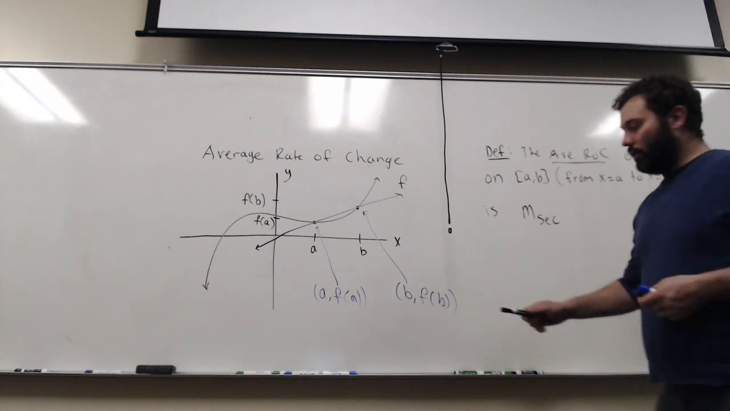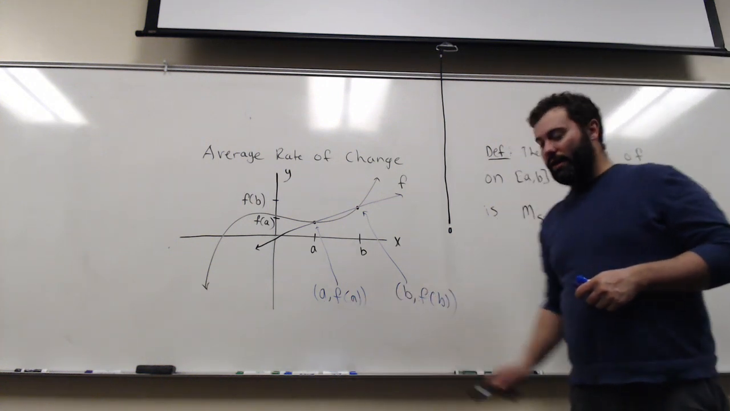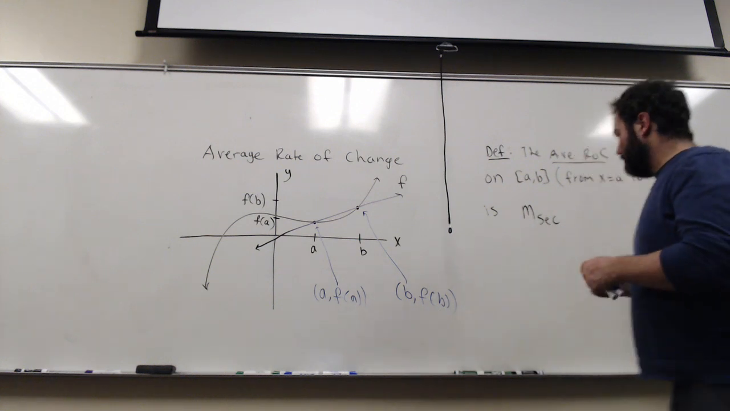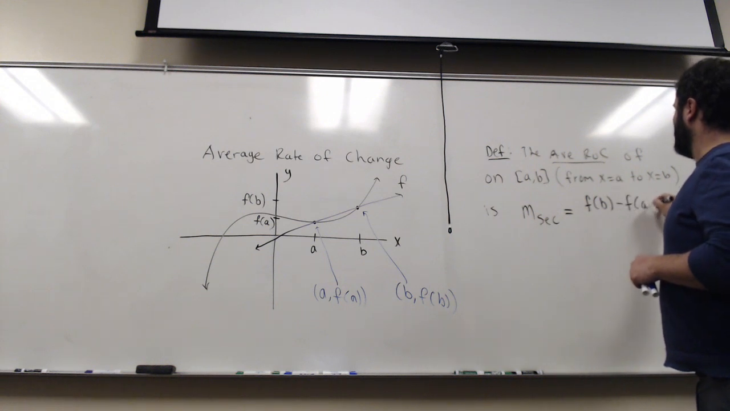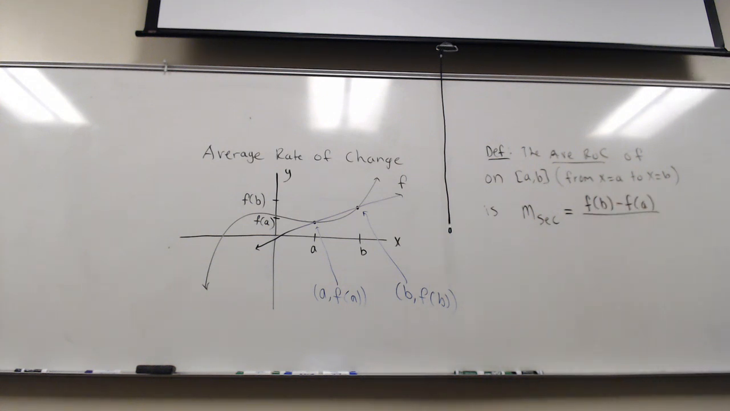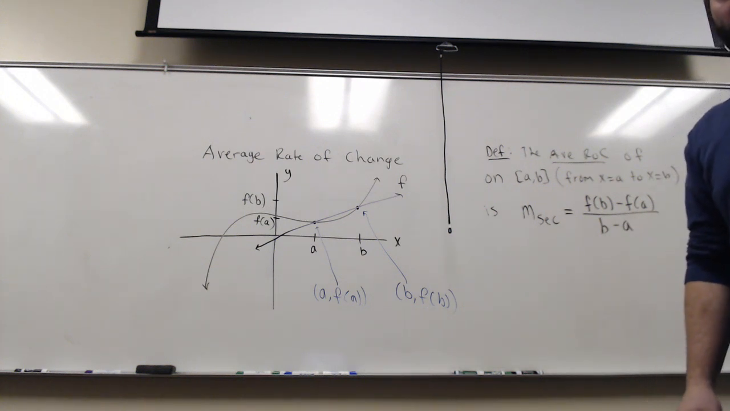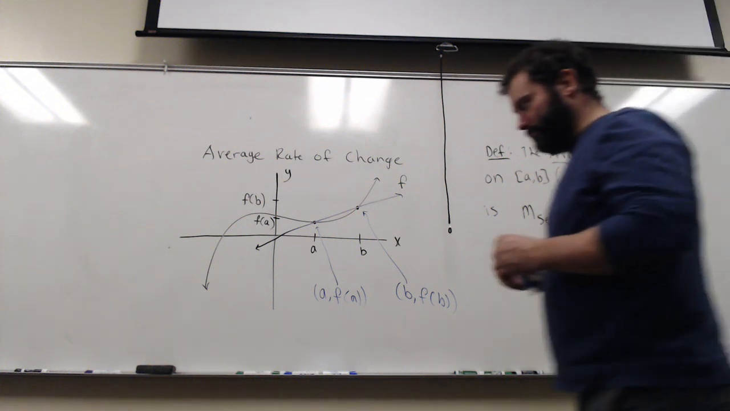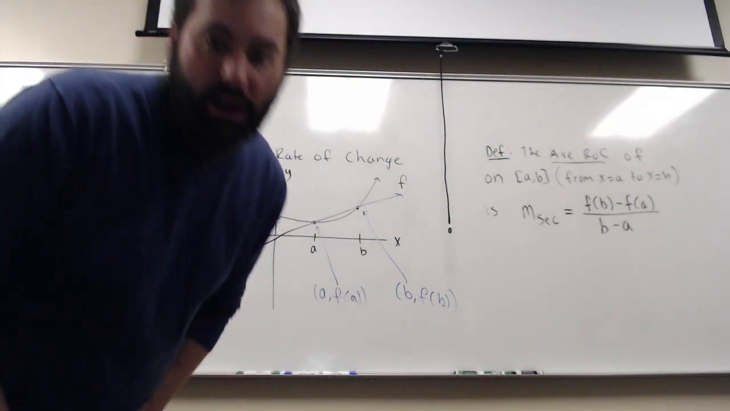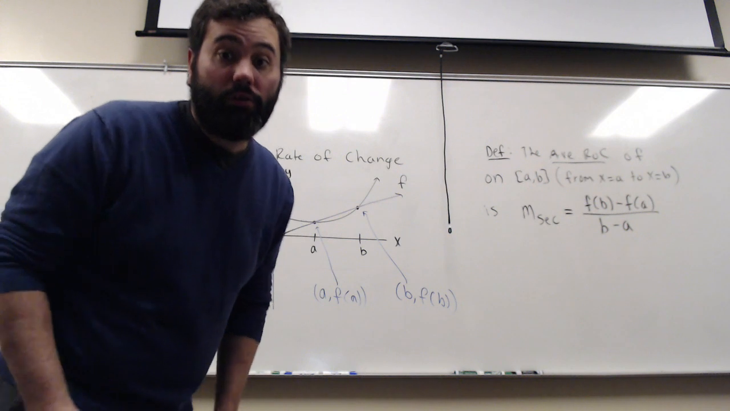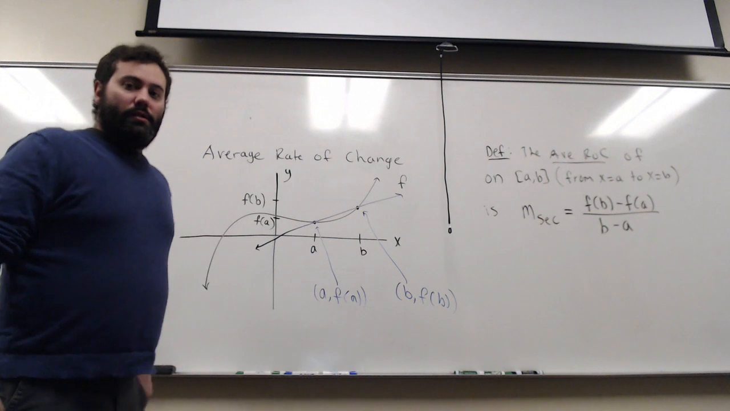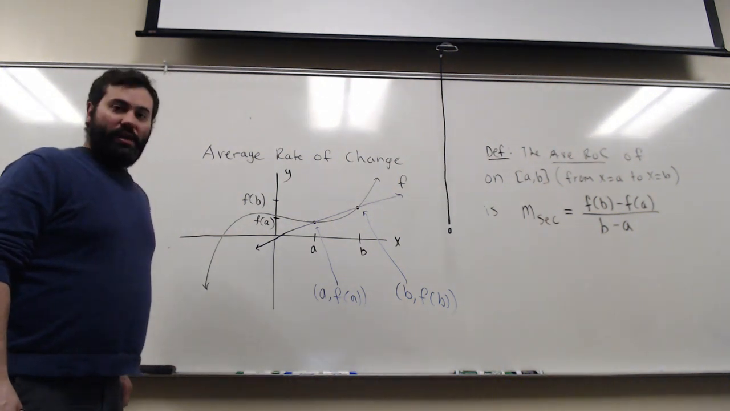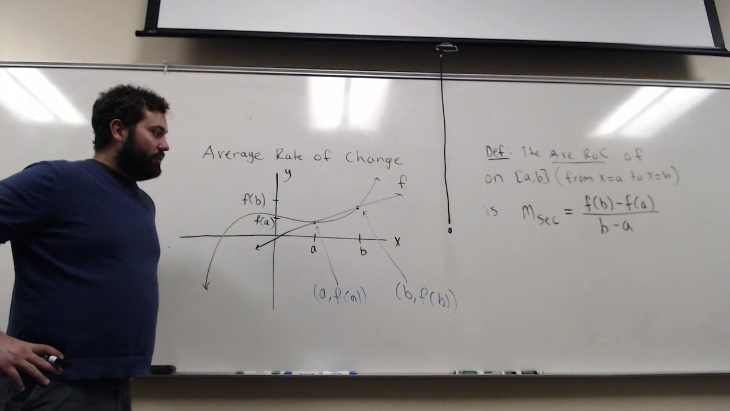Now if my coordinates are a, f of a and b, f of b, we know that the slope of a line between two points is the difference between the y coordinates, or the outputs, f of b minus f of a, divided by the difference of the inputs, b minus a. So that would be the definition of the average rate of change, and again, hopefully everybody can see that well enough. We'll go through some examples, but that's basically the general idea.